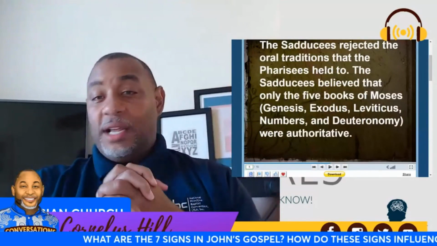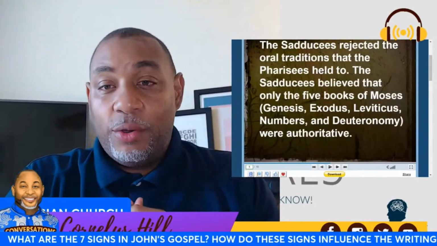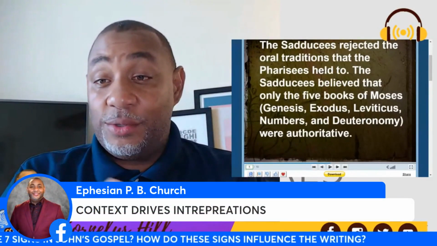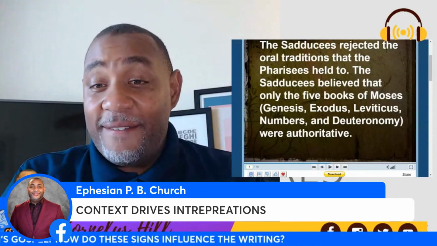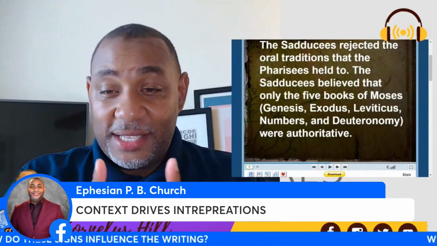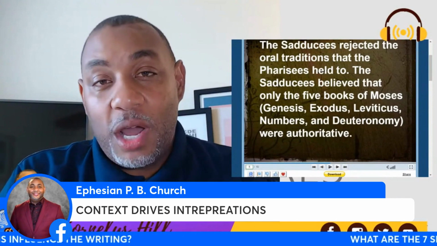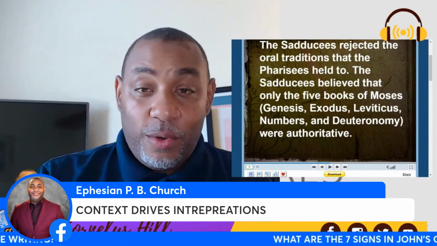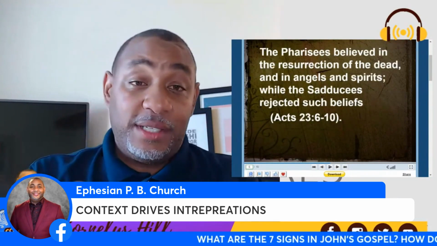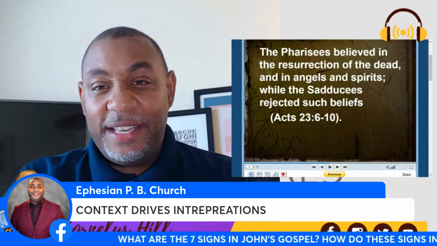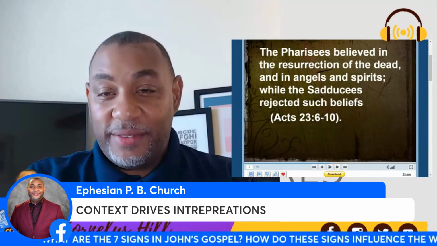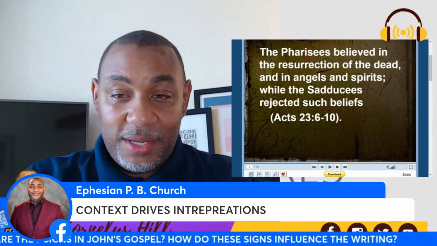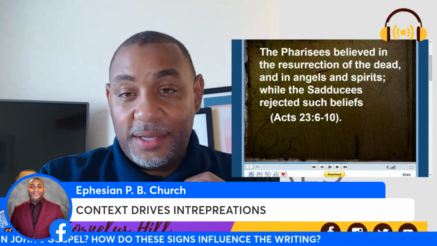Let me see. What else can we learn about the Sadducees? They rejected the oral tradition that the Pharisees held to. They believed that only the five books of Moses, Genesis, Exodus, Leviticus, Numbers, and Deuteronomy, were authoritative. More about the Sadducees. Pharisees, doing your comparison, believed in the resurrection of the dead and the angels and the spirits. They rejected such beliefs.